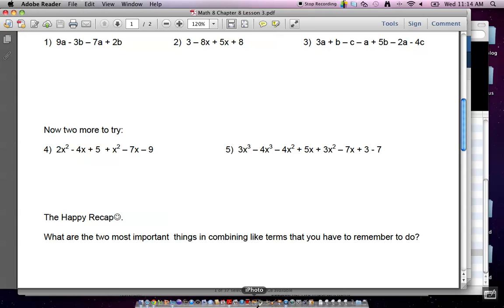Taking a look at this one, I'm not going to draw buckets today. We drew buckets the last 2 days. I'm just going to look for my like terms, and I'm going to gather them up in my mental bucket, so to speak. What kind of 9A's are they? Positive. What kind of 7A's? What's positive 9A's and negative 7A's? 2A's, good. Here's negative 3B's and positive 2B's. That adds up to a negative B. So that's 2A minus B.